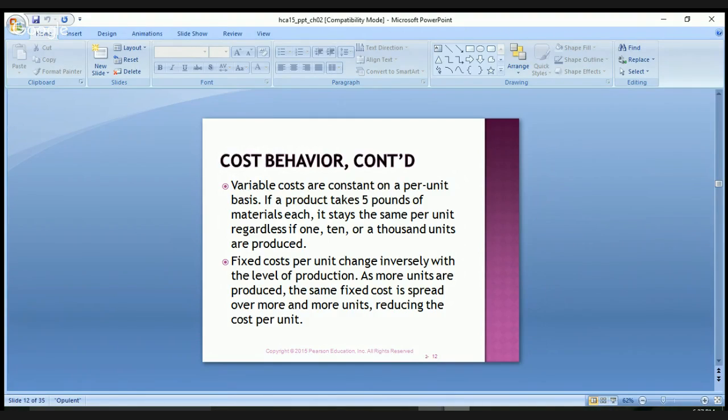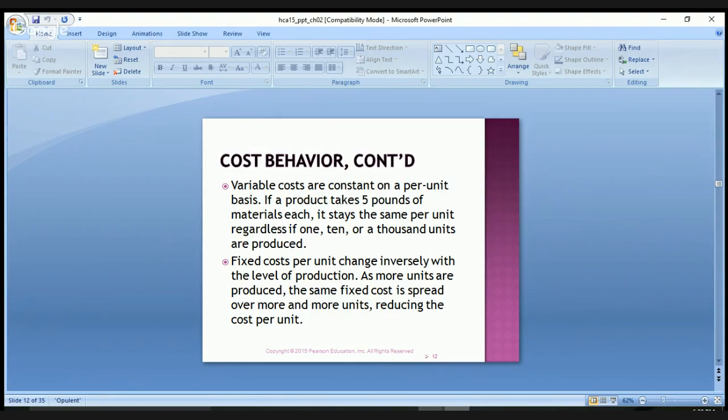Okay? So if I say $50 for a tire, and I need 100 tires, my cost would be $5,000. If I need 1,000, then it would be $50,000. So in variable cost, the fixed portion is the cost per unit. The total cost is what is different.